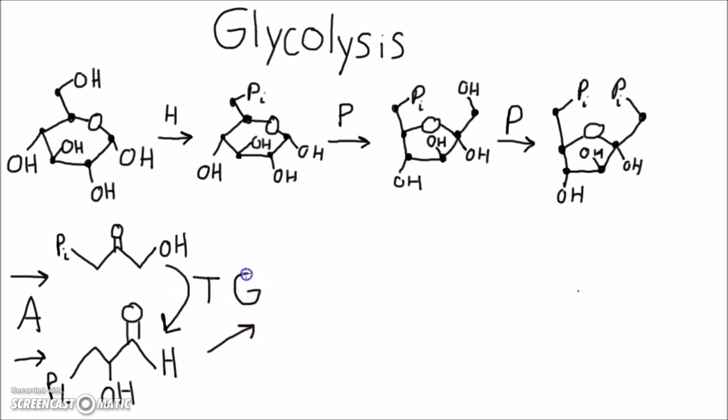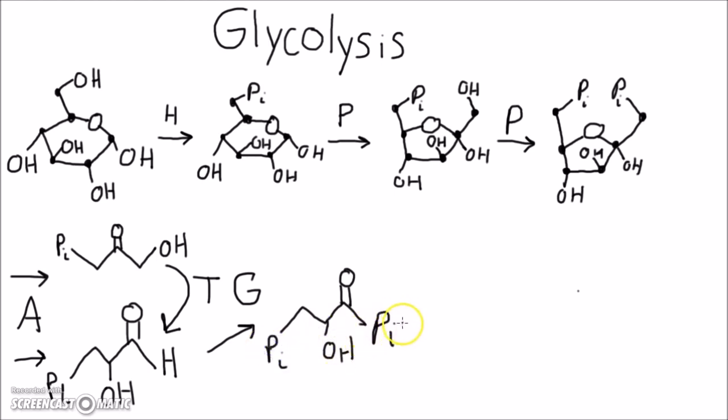And then glyceraldehyde 3-phosphate is converted to 1,3-bisphosphoglycerate using the enzyme glyceraldehyde 3-phosphate dehydrogenase. And 1,3-bisphosphoglycerate looks like this. It has a phosphate group on the right, an OH group in the middle, and another phosphate group on the left.